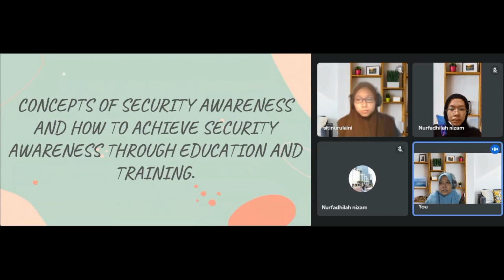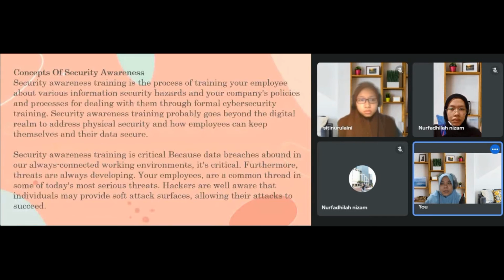Next is the concept of security awareness and how to achieve security awareness through education and training. The hospital has to train employees about various security hazards, company policies, and processes for dealing with them through formal cyber security training. Security awareness training probably goes beyond the digital realm to address physical security and how employees can keep themselves and their data secure.